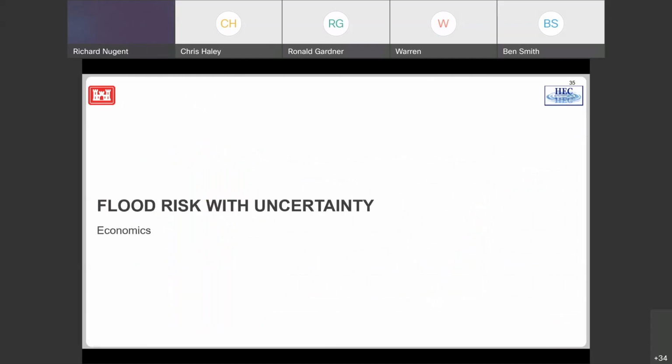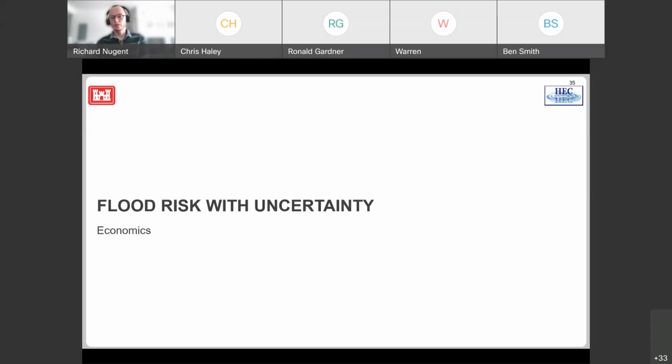We have thus far covered the data that we need to bring into HEC-FDA to reflect the engineering components of assessing flood risk, right? And so that has meant the distribution of flows, right? So that's the flow exceedance probability function. What is the elevation of the river for the range of flows? And then we looked at levee performance.